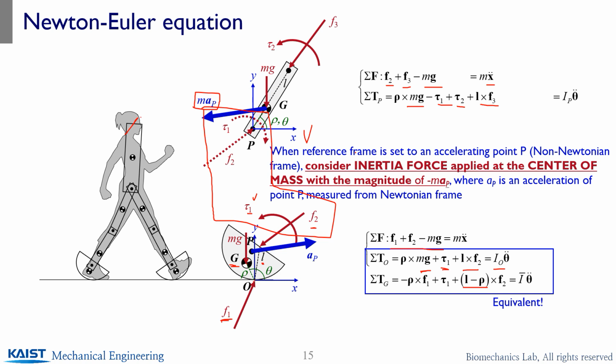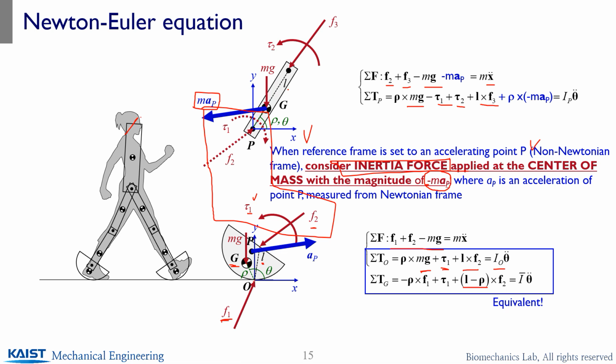So here, when the reference frame is set to an accelerating point, like a non-Newtonian frame, consider the inertial force applied where? At the center of mass with the magnitude of m multiplied by the acceleration. The minus sign here means the opposite direction. So the inertial force is missing here, and the torque by the inertial force is missing here. So you should add them to actually complete the equations of motion.